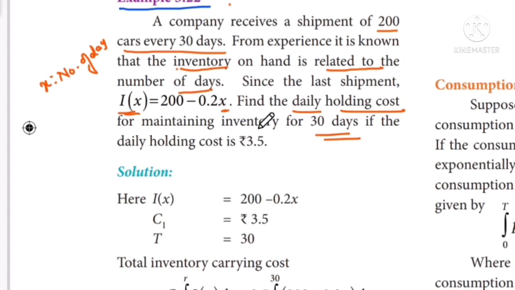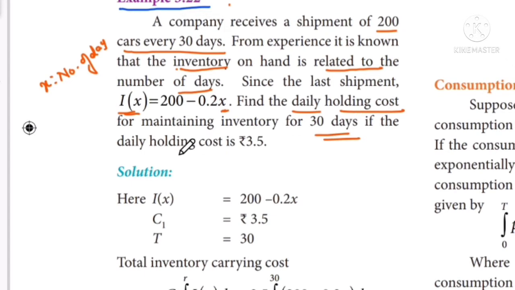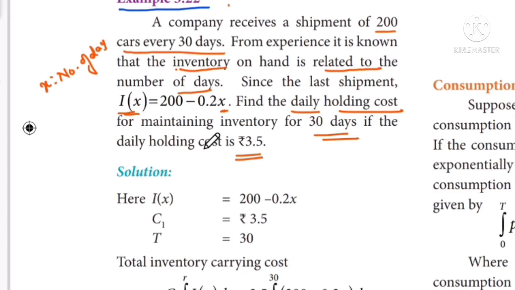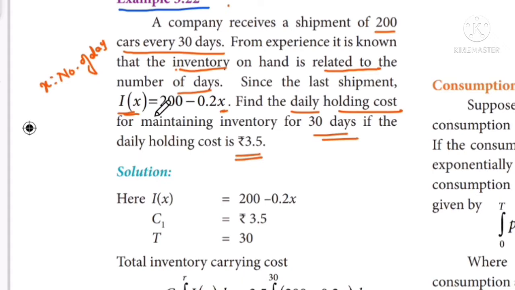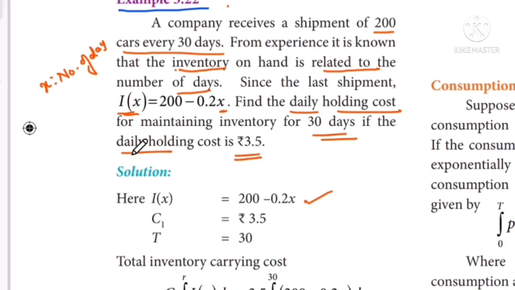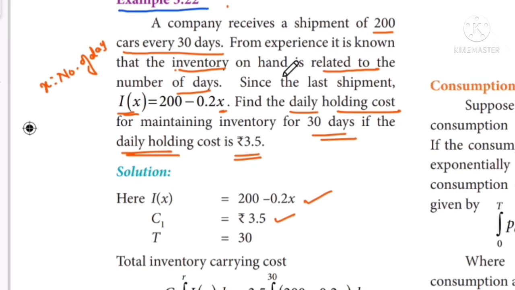Okay, the inventory means the product, the goods that you are storing. For 30 days, if the daily holding cost is 3.5. So the daily holding cost of a car is 3.5 rupees. So the inventory function given here is 200 minus 0.2x. C1, the holding cost, the daily holding cost is given as 3.5. Number of days is 30.